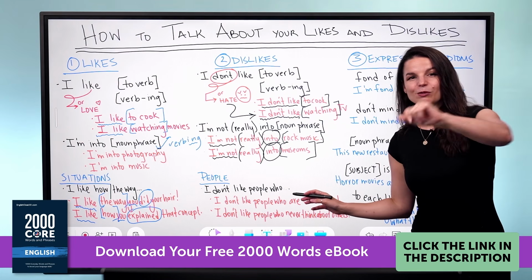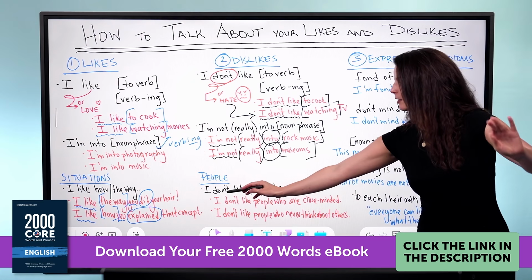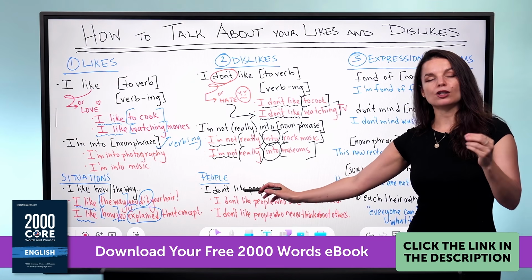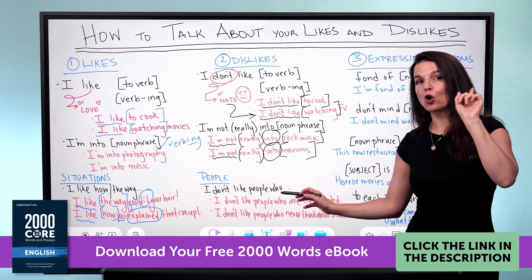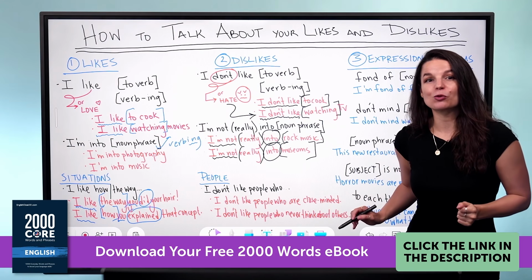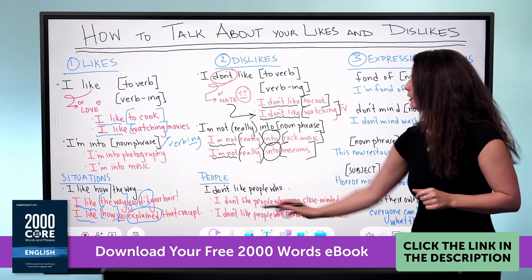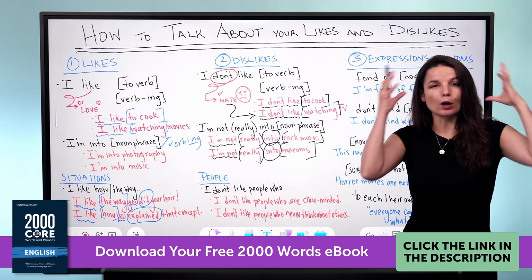Okay, this one is going to help you practice a key grammar point. Let's look at the pattern first. I don't like people who. This who is important, okay? Let's take a look at the two examples and break them down. I don't like people who are close-minded.